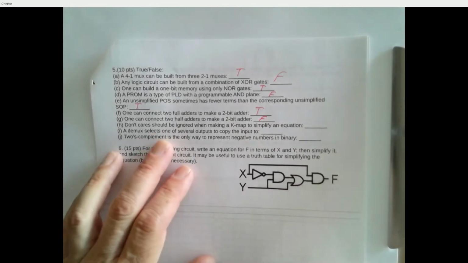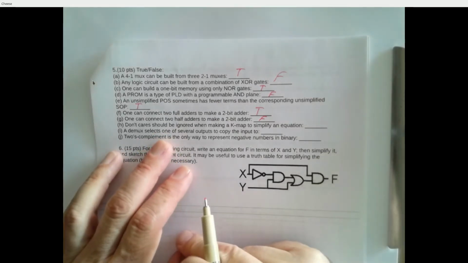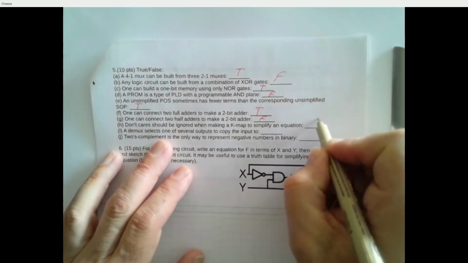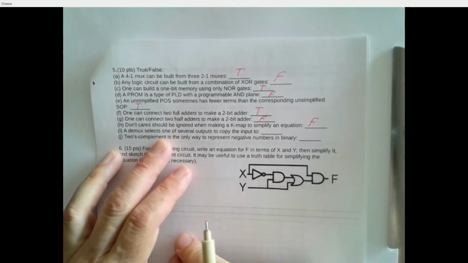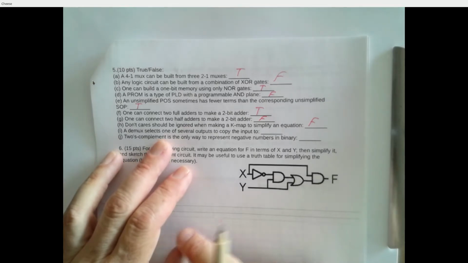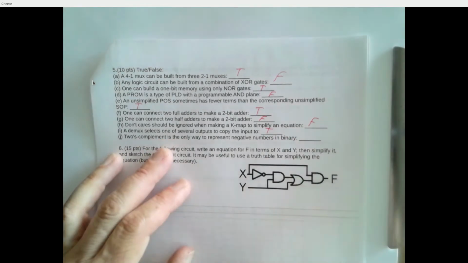Don't care should be ignored when making a K-map to simplify an equation. That's false. You don't want to ignore them. They will really help you. Demux selects one of several outputs to copy an input to. That's true. That's what a demux is.